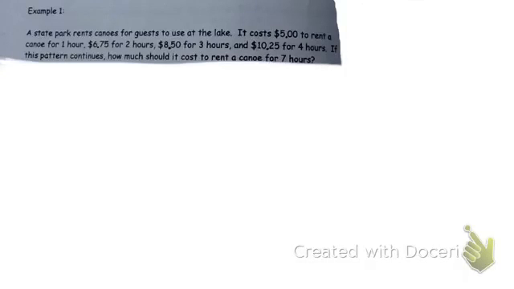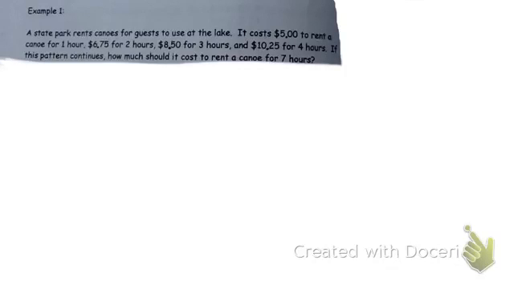Let's take a look at example number 1. A state park rents canoes for guests to use at the lake. It costs $5 to rent a canoe for 1 hour, $6.75 for 2 hours, $8.50 for 3 hours, and $10.25 for 4 hours. If this pattern continues, how much should it cost to rent a canoe for 7 hours?